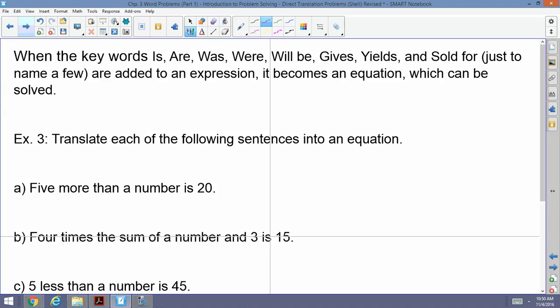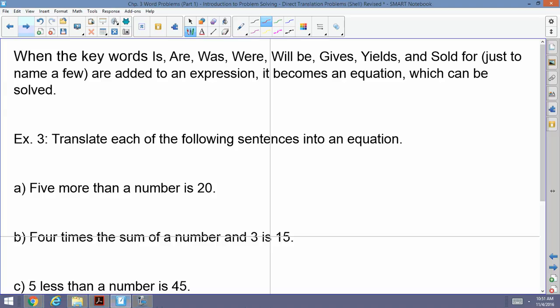When keywords, okay, is, are, was, were, will be, gives, yields, sold for, just to name a few, are added to an expression, it becomes an equation, which can actually be solved. All right, and this is where we're going. All of this is building blocks, guys. I hope you notice we haven't touched a single word problem yet. All building blocks. I know it could be a little boring today, but please make sure you know these building blocks, and I thank you for your patience with me.